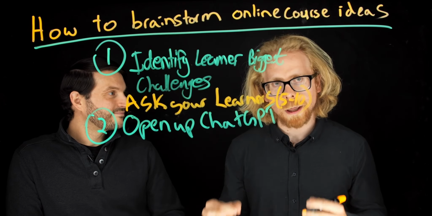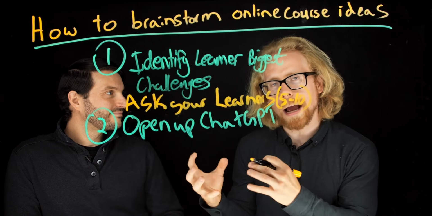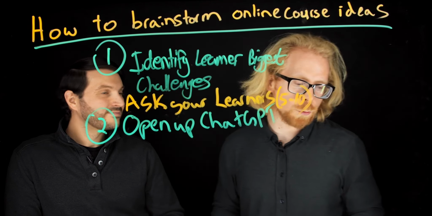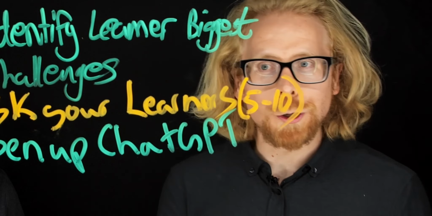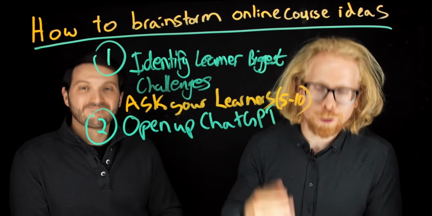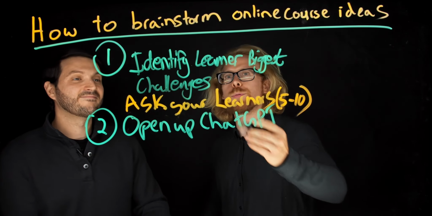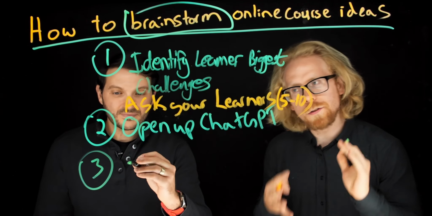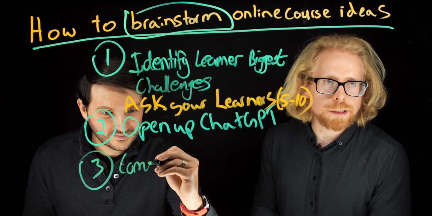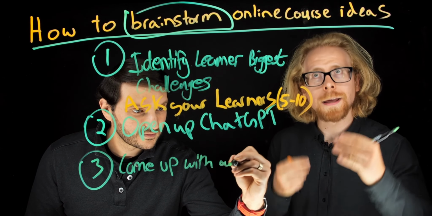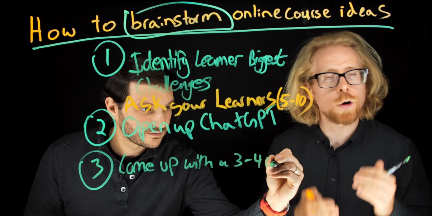And the reason why you want to do that is because you want course titles that are attractive to your target audience. And ChatGPT does a really good job of that. But you want to make sure that you don't actually use what ChatGPT tells you to use. You are only using it to brainstorm, which is why in number 3, what we want to do is take the ideas that ChatGPT has given us and come up with a 3 to 4 word name for our course.